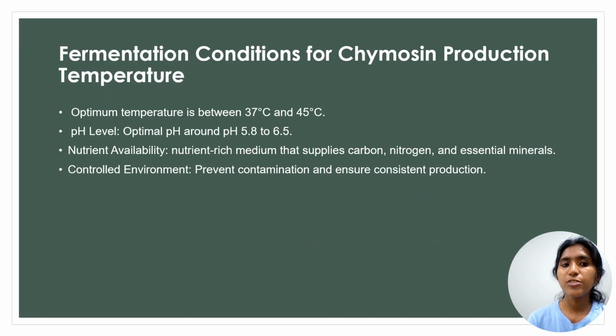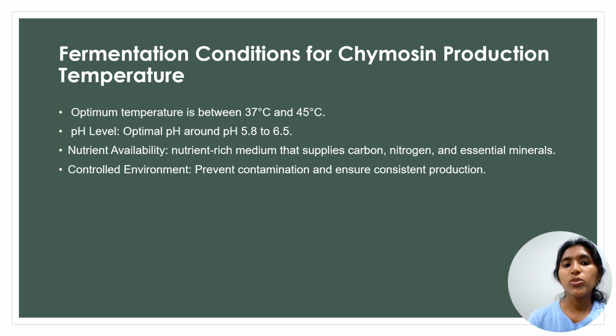As we have discussed, fermentation is one of the important steps in chymosin production. Some of the key factors that we need to analyze when discussing fermentation are the temperature, pH level, and nutrient availability. Fermentation is where these microorganisms are cultivated under optimal conditions to produce chymosin effectively.